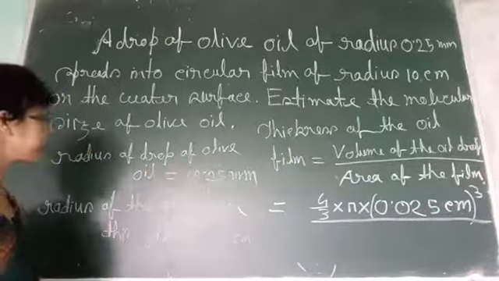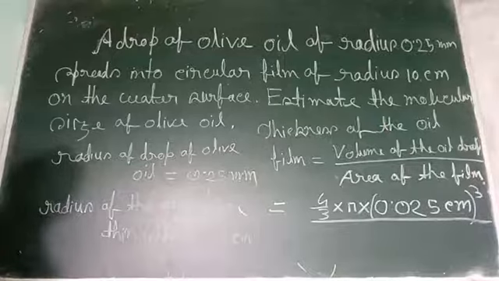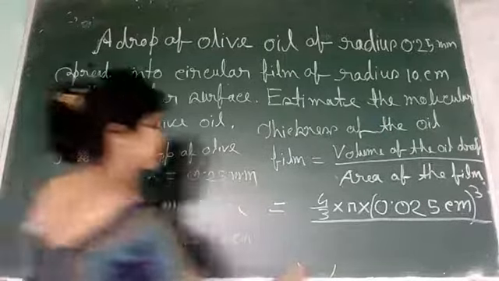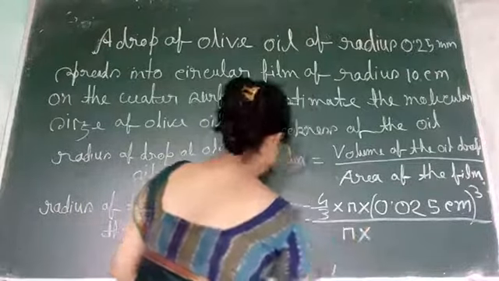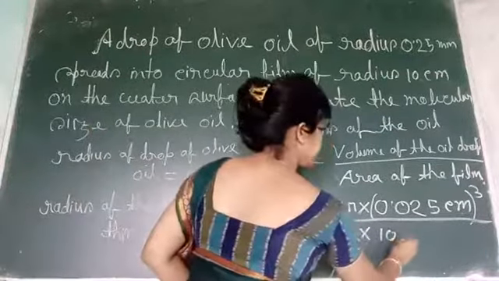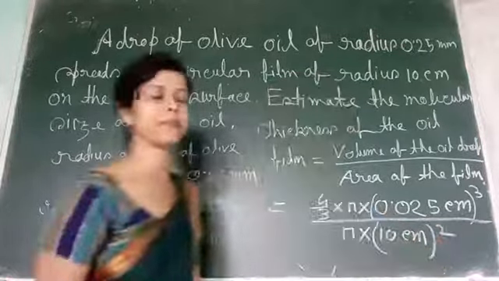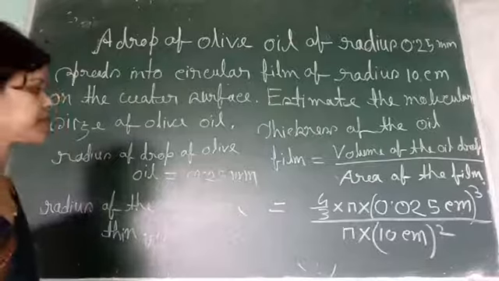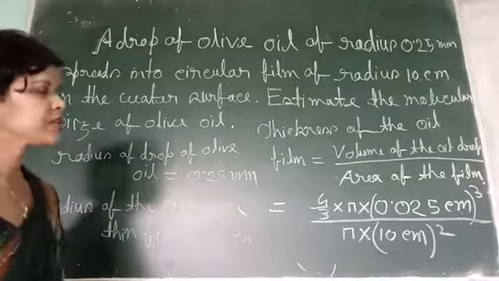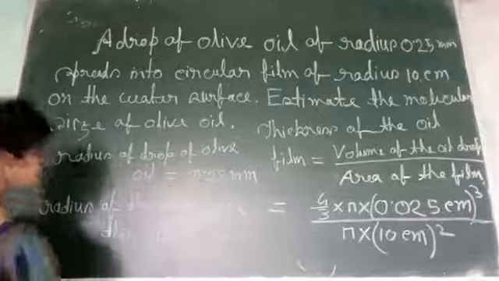The radius of the circular thin film is 10 centimeter. So what will be the area of the film? It will be pi r square. So pi into r, which is 10 centimeter, so (10 centimeter) square. If we simplify this numerical problem, what will be the result here?